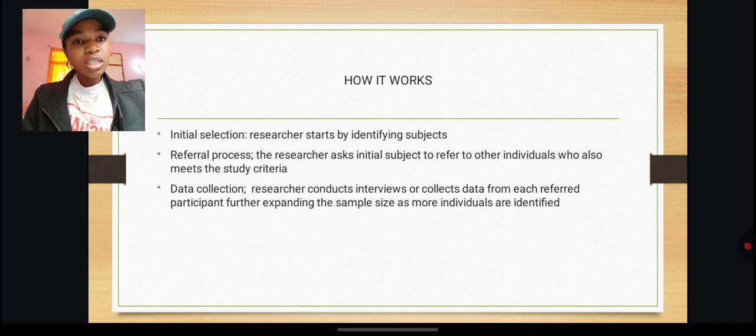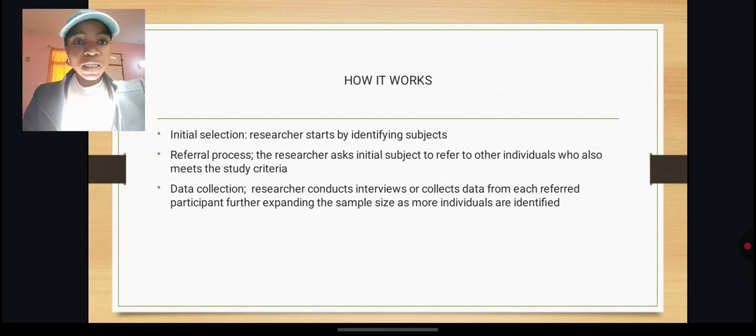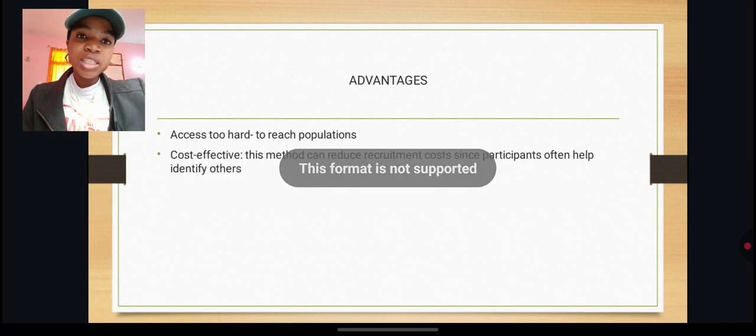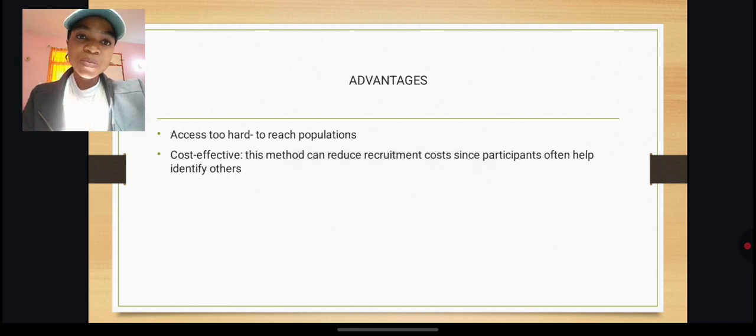Referral process: the researcher asks the initial subject to refer other individuals who also meet the study criteria. Data collection: the researcher conducts interviews or collects data from each referred participant, further expanding the sample size as more individuals are identified. Advantages: access to hard to reach populations, cost effective.